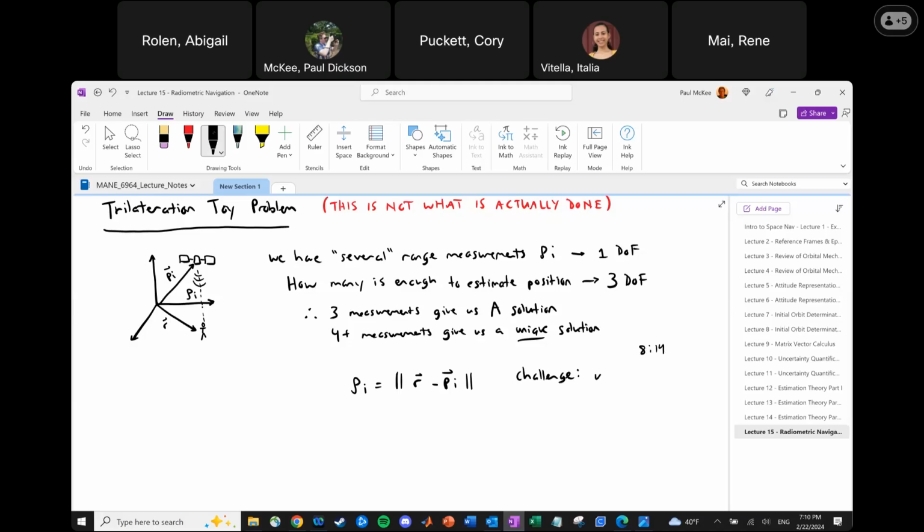The challenge is to use this equation to build a linear measurement model for R that looks like y equals Hx. That's what we're going to try to accomplish.